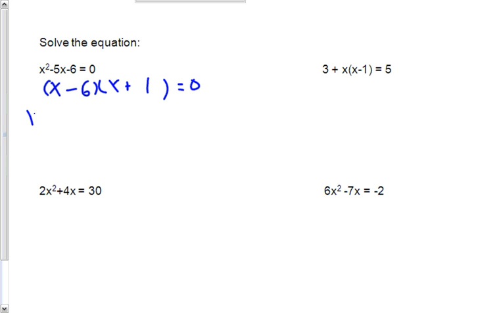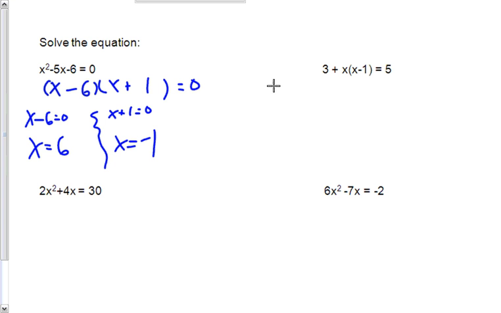Set each of these factors equal to 0. x minus 6 equals 0, and x plus 1 equals 0. Some people draw a line between them. x equals 6, and x equals minus 1. If you plug it into the original and check it, it should work. 6 squared is 36. Negative 5 times 6 is minus 30. So we get 6, and then 6 minus 6 is 0. Negative 1 will work too.